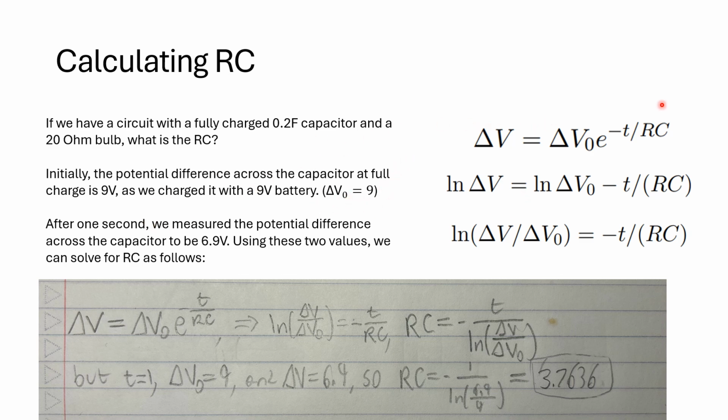We use this formula, which was given to us for the change in potential across a capacitor at a specific time, and we can use natural logs to solve for RC. We noted that after 1 second, we measured the potential difference across the capacitor to be 6.9 volts. Using these two values, we can solve for RC. We know what the delta V is at 1 second, so we plug in t equals 1. Through solving it, we get RC as 3.7636 seconds.